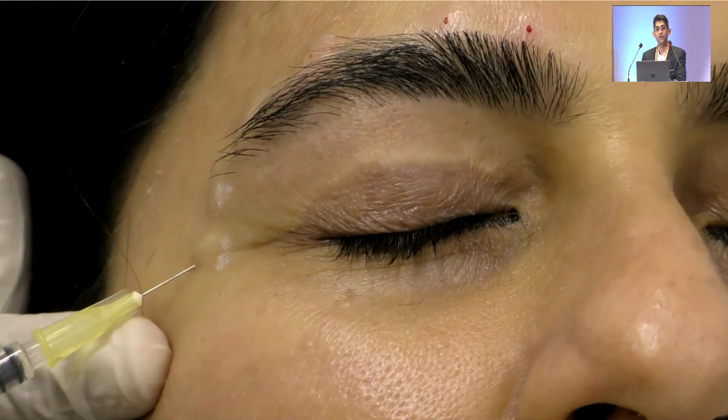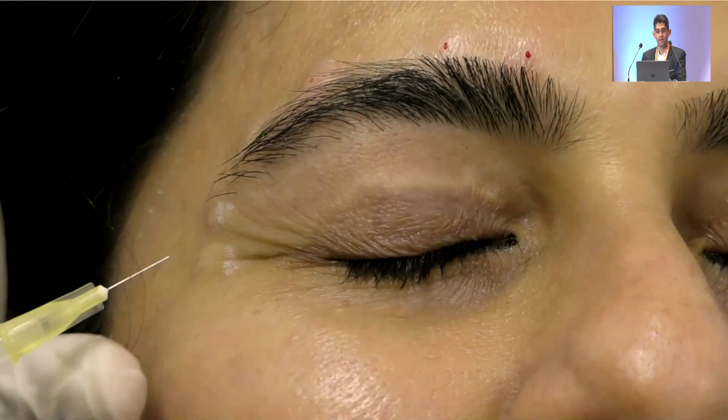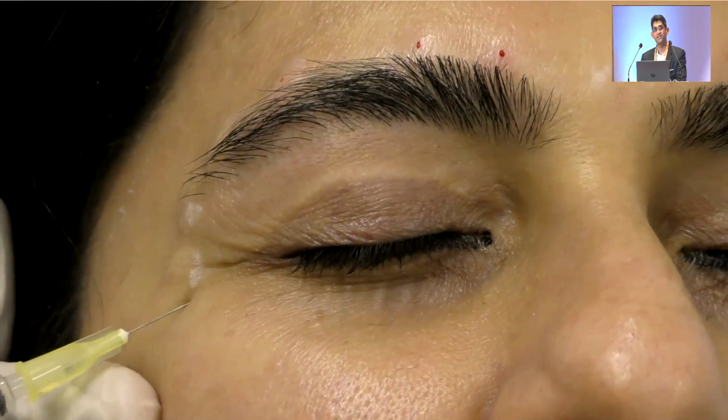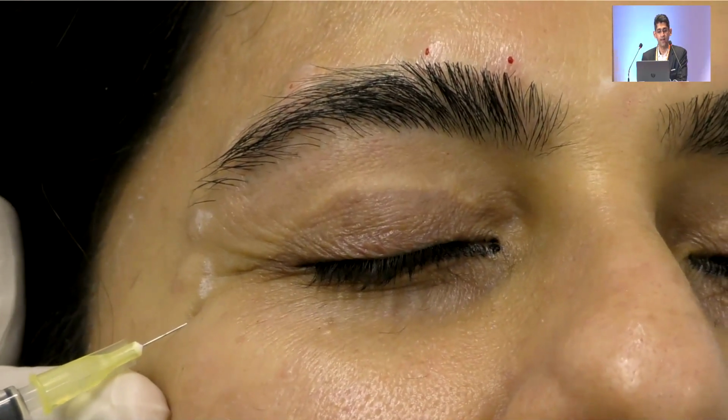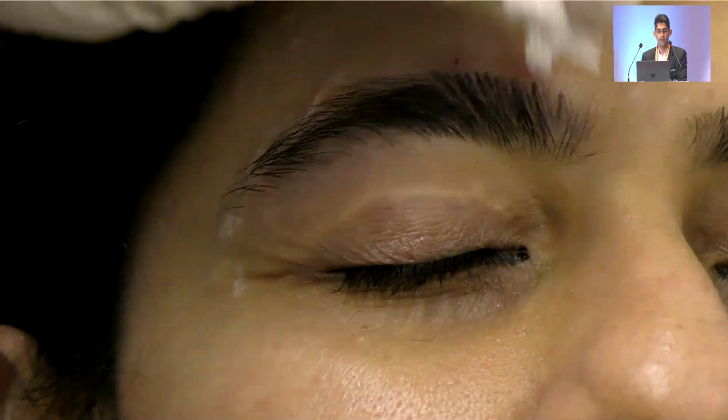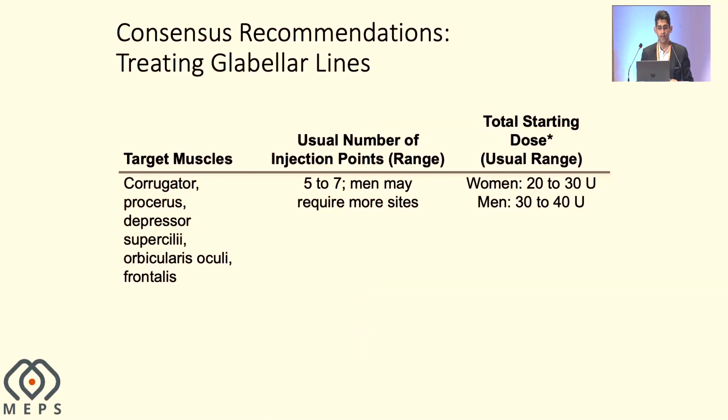So in the eyebrow, it's very important, especially if you're targeting a female patient, to inject in the lateral eyebrow. Males will not like this, because males do not like arched eyebrows. Usually the eyebrows are straighter in males. Usually a starting dose of around 20 units for women and 30 to 35 units in men is a good starting point for the eyebrow region.